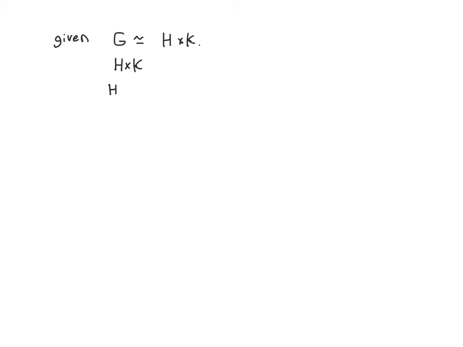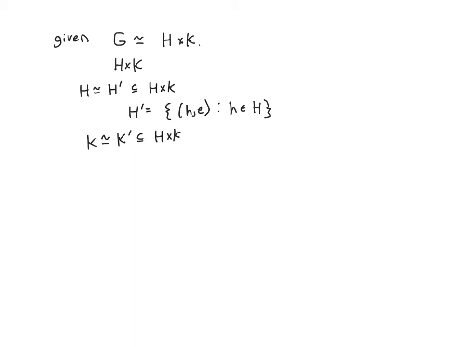And one way to see that is to recognize that there's an isomorphic copy of H that's a subgroup in the direct product. This isomorphic copy consists of ordered pairs where the second coordinate is the identity. Similarly, there ends up being an isomorphic copy of K that's a subgroup in the direct product. These are those elements where the first coordinate is the identity.